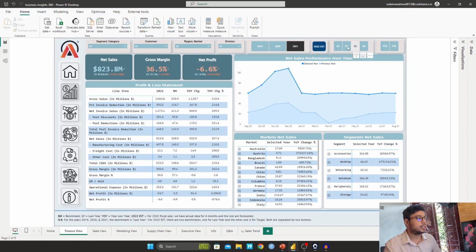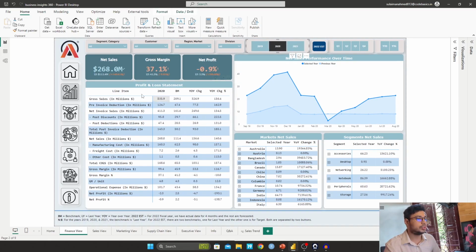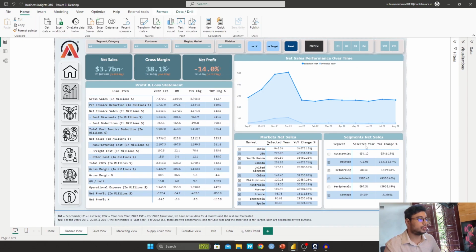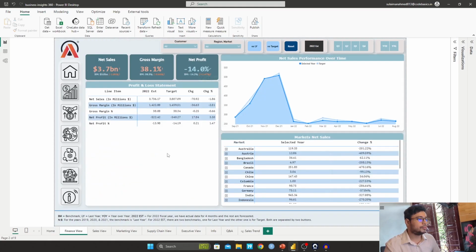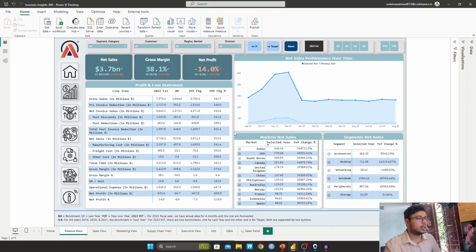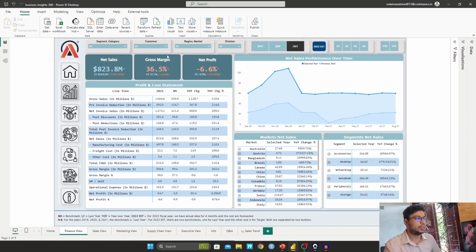I also have the fiscal year slicers. If you click on 2020, it will show all the business information and summary data for the 2020 fiscal year. Similarly for 2019, and if you click on 2022, it will show you the 2022 fiscal year summarized data. If you click on versus target, it will show you the comparison with the target data. If you click on last year, which is the default, it compares with last year's performance. And if you click on reset, it will take you to the 2021 view.